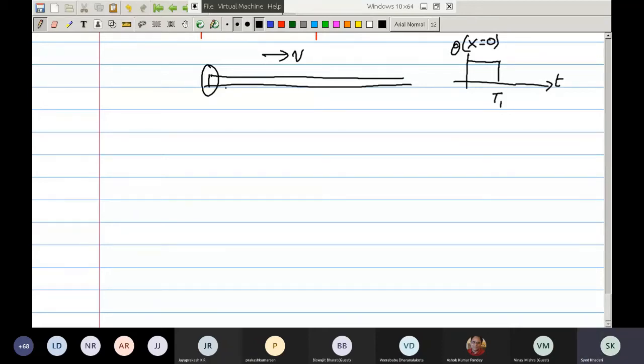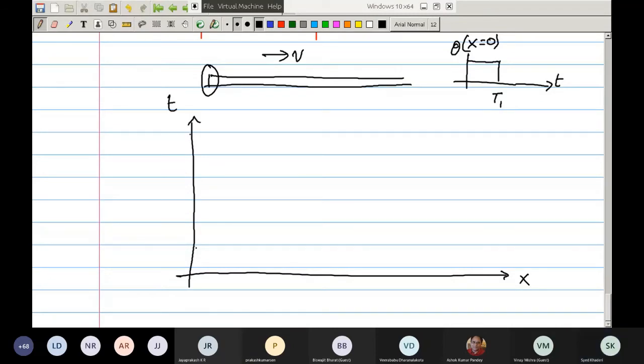We can still use the same idea of characteristics. So I can say this is my x coordinate, that's my temporal coordinate, and this is my x equal to 0 axis. At x equal to 0, I'm applying a temperature until a time of t1, of magnitude theta equal to, let's say, theta naught.